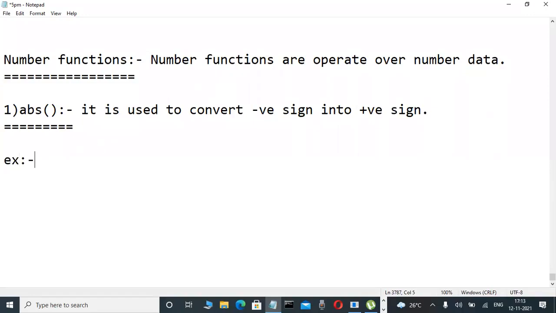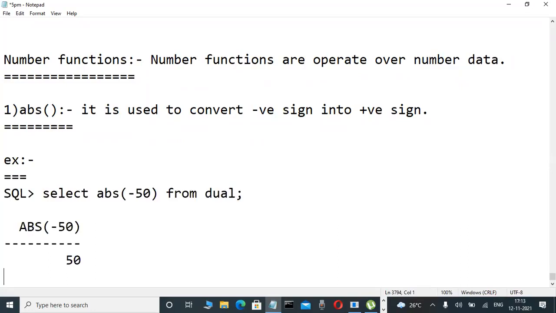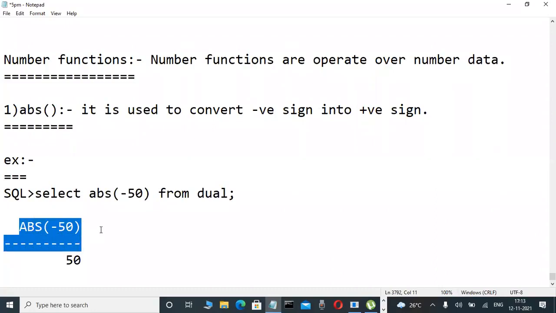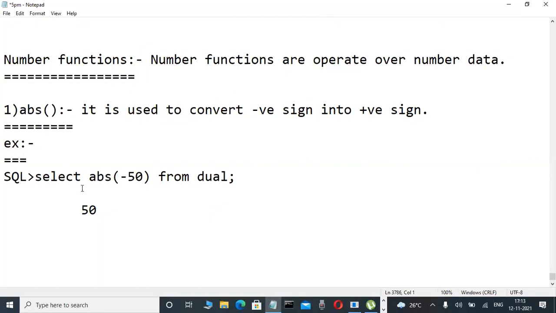Example, direct example, write it. Select ABS of a negative number. Positive stays positive, but negative sign we convert into positive using absolute. Write it fast: select ABS of minus a number from dual. Dual means testing, you know? Completed. Now check it out.